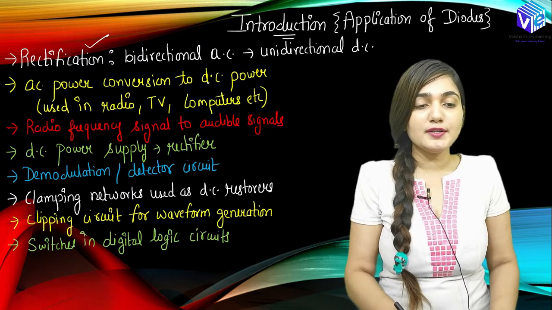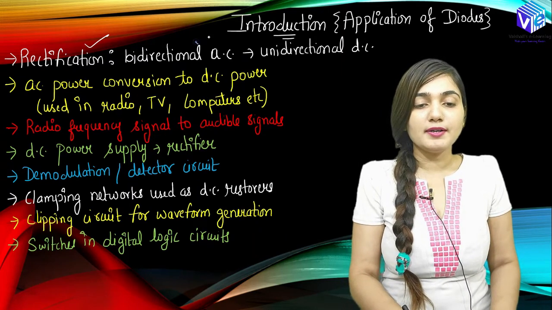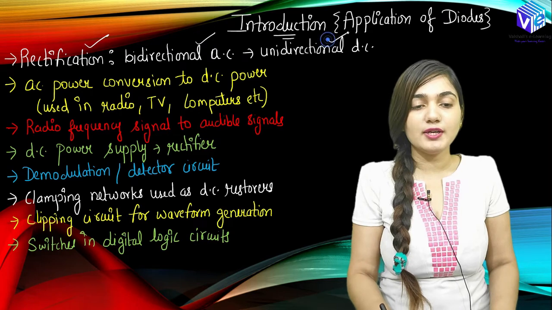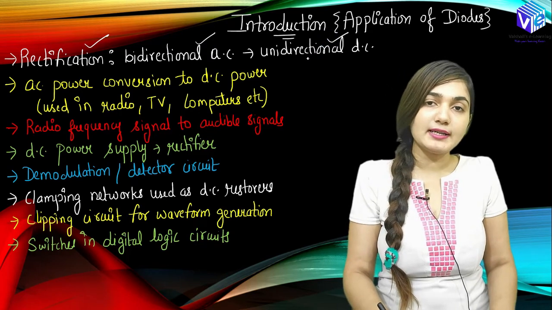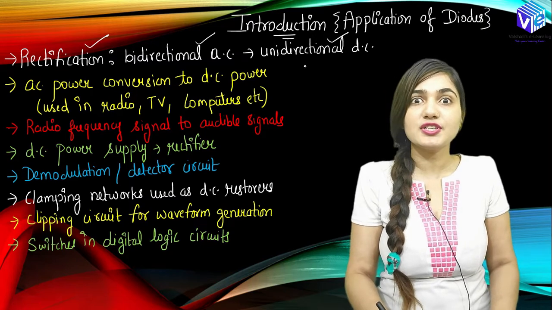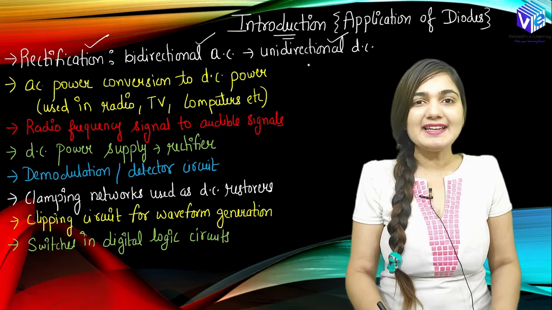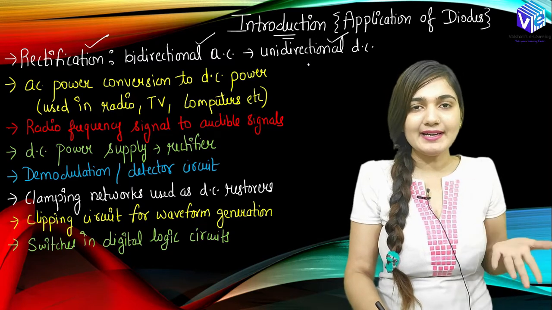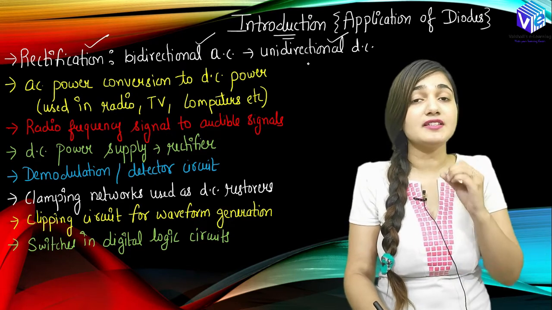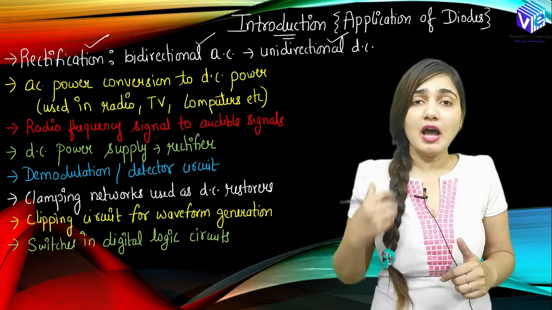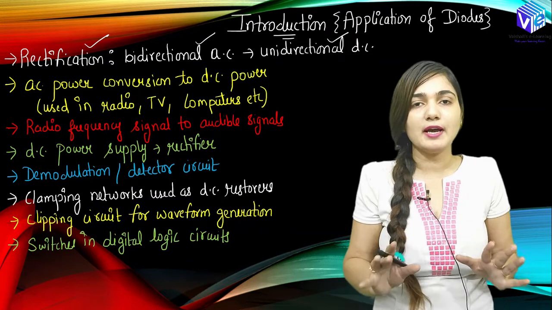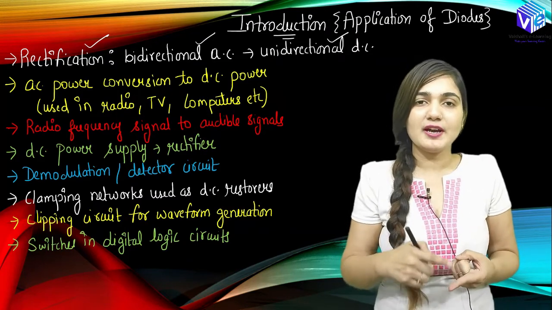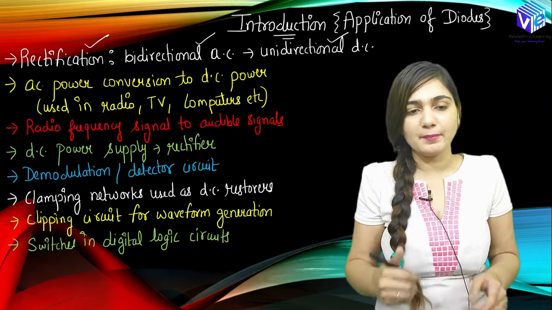So I hope you understood that if I need to convert the bidirectional AC to the unidirectional DC, we can use rectification, and for rectification I can use a rectifier, which is a diode. So a diode can easily convert the alternating current to the direct current, and this is a very simple application. In the upcoming videos we are going to talk about all of these applications. So we will be talking about the rectifier also in some upcoming video.